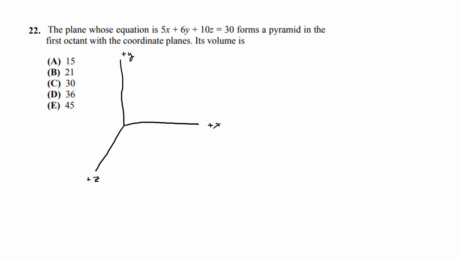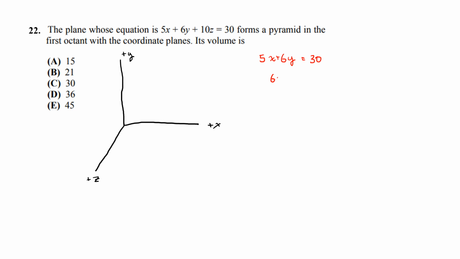So let's try to find what this looks like. We know that the plane has to intersect all three coordinate planes. Let's start off with the xy plane, just for simplicity. To find where this plane intersects the xy plane, we have to set z equals 0, since we're stuck on that plane. So 5x plus 6y plus 0 equals 30. It's going to look like a line.